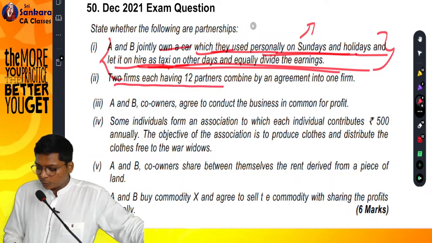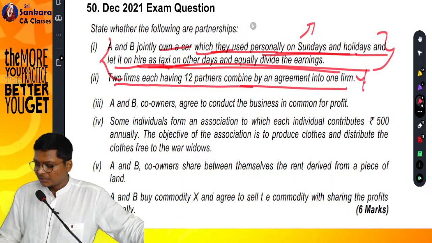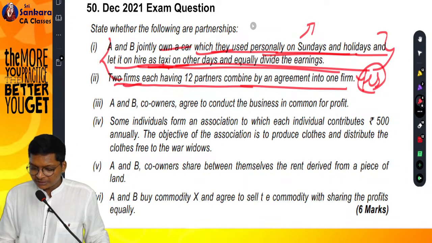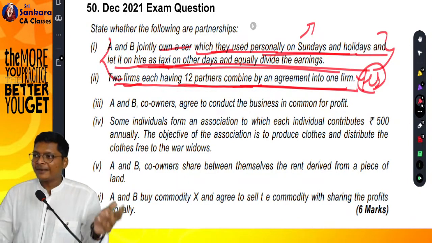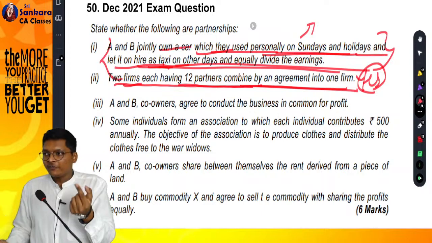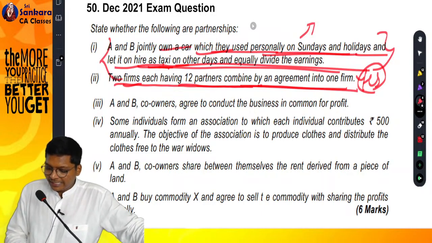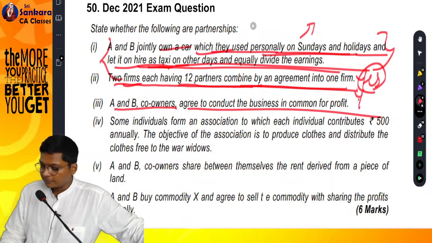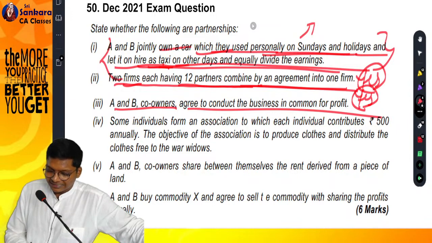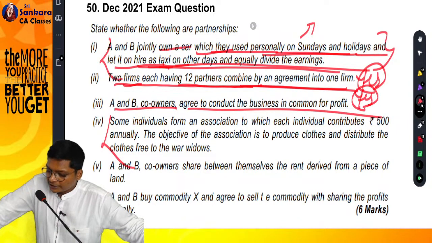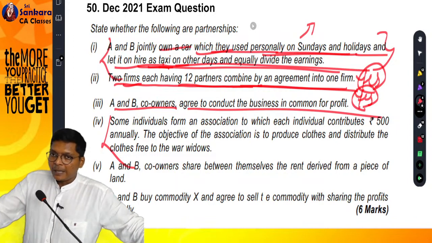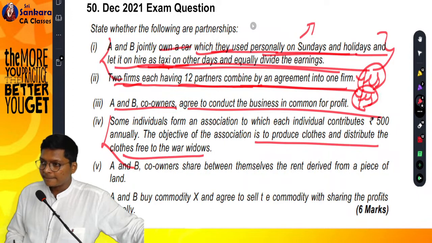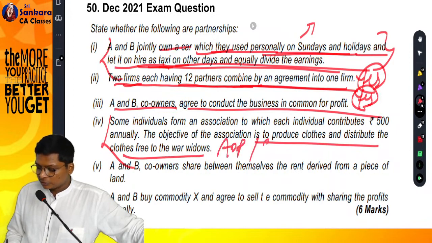Second, two firms having 12 partners each combined by agreement into one firm. Still, the firm has partners. Two firms are becoming one firm. Still, it's partnership. Second, yes. Third, A and B co-owners agree to conduct business in common for profit. Yes, of course, partnership. You are going to do business for profit. Next, some individuals form an association to which each individual contributes 500 annually. The objective of the association is to produce clothes and distribute free. It's an association of persons or Section 8 company, whatever. It's not a partnership. That's it.